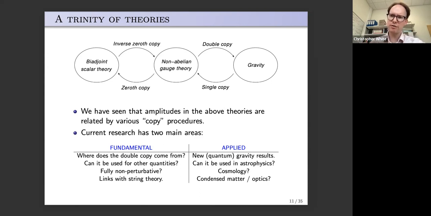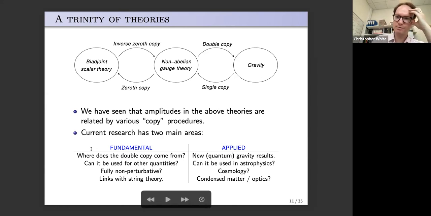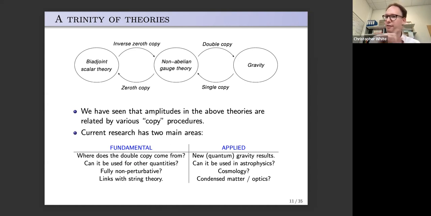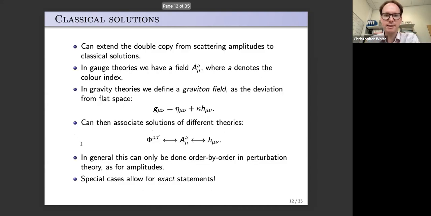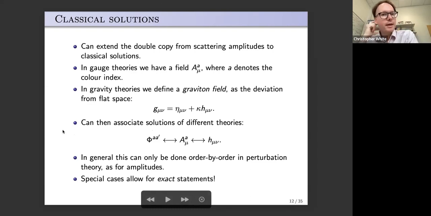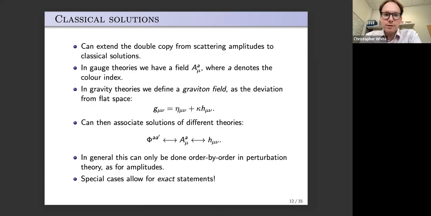I get asked about this a lot. Not many people have explored that yet, but in principle it could be true, as we'll see later on. And finally, could it be used in condensed matter and optics, or could those shed light on it? Certain tabletop experiments can even simulate gravitons and things like this, and perhaps say something about these correspondences. So yes, let me now talk about classical solutions.